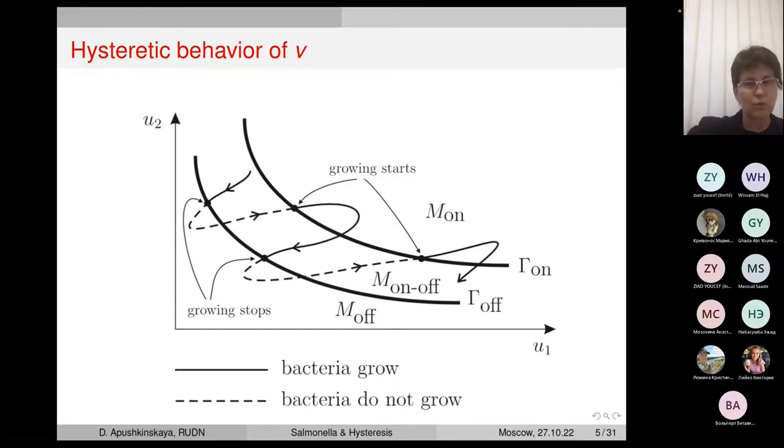If we move to the region where bacteria grow or do not grow, here it's always grow. Here it's always do not grow. And in between it can be grow and can be do not grow, but it depends on the history. So in fact, the hysteresis is given just by the properties of this function V. It's not obtained like a solution, but it is given.